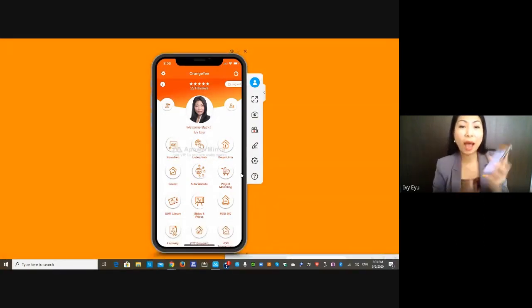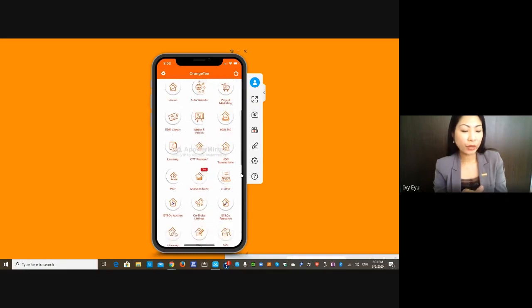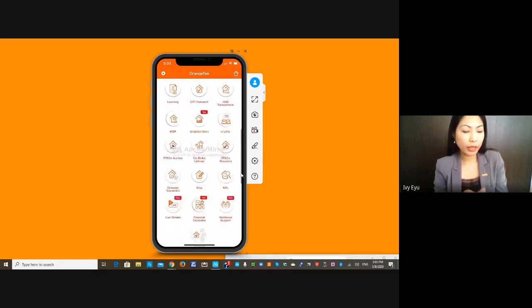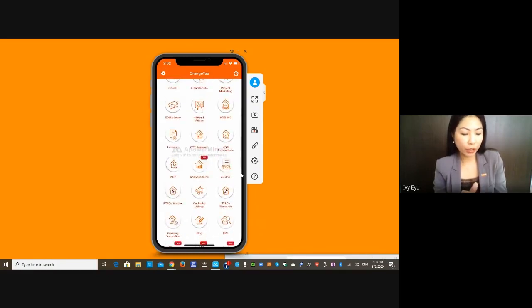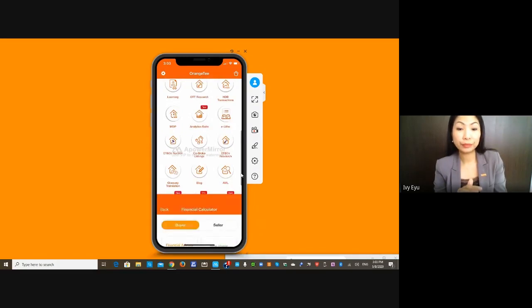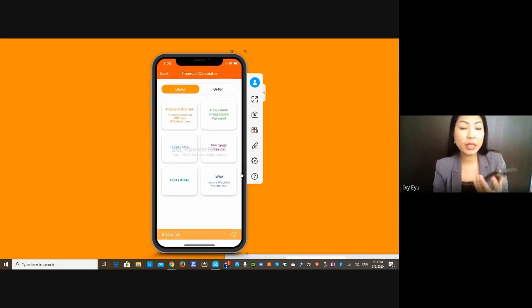Okay, here we are with our phone. You log into your OrangeTee agent app, and at your dashboard, you click on this financial calculator. When you enter the front page, you can see there is a tab for buyer and seller. For Mr. Sunny's case, I'll be serving the seller, so I'll tap on the seller part.